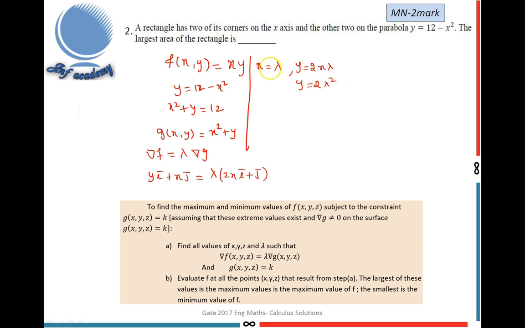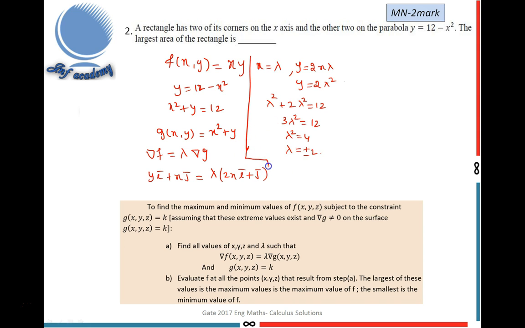Next, these x and y values are substituted in the constraint g, x square plus y equal to 12. This is the subject to the constraint. X square is lambda square plus y is 2 lambda square equal to 12. So 3 lambda square equal to 12, lambda square equal to 4, so lambda equal to plus or minus 2.